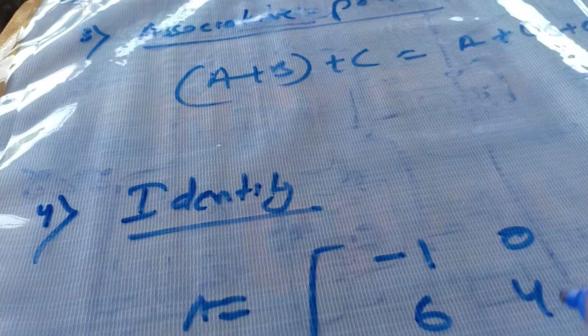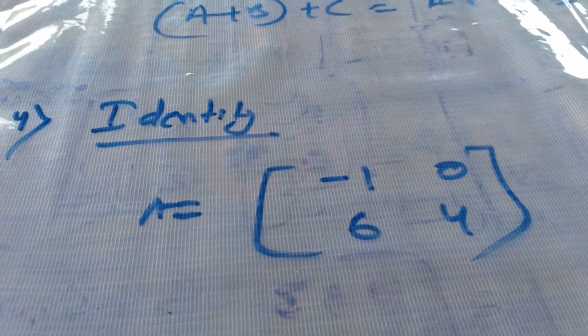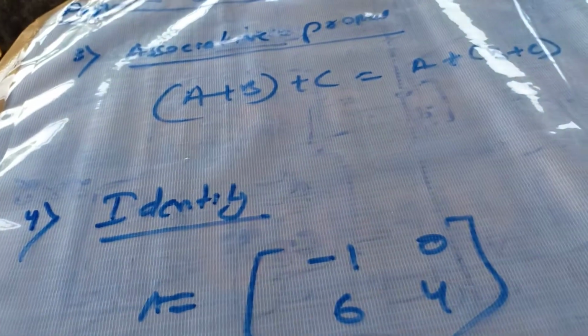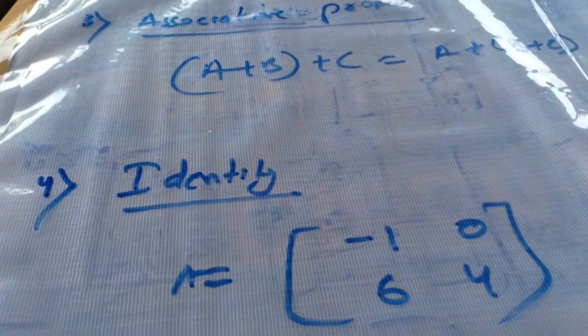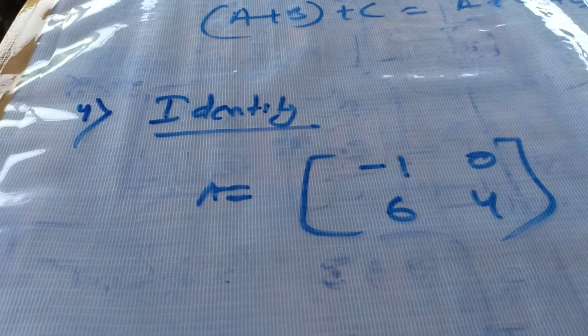Identity property. What is that? Suppose A is a matrix -1, 0, 6, 4. Suppose I add a matrix, but the result will be again the same. I'll add another matrix to it, and the result will be the same.